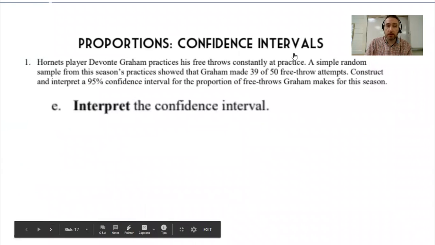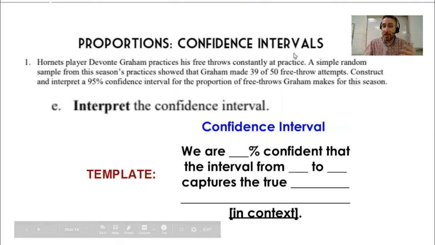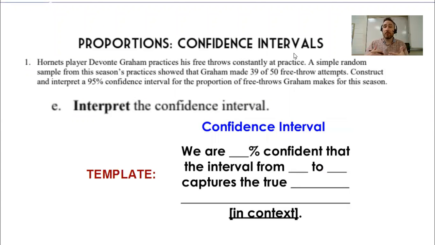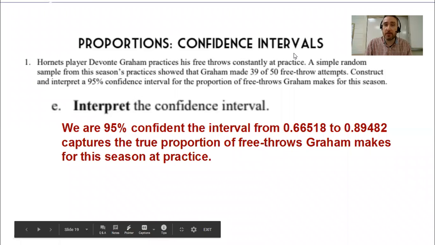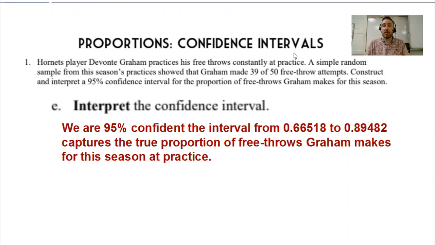So we interpret it. We say, using this template, we are blank confident that the interval from blank to blank captures the true parameter in context. So again, you have that template for confidence intervals. We are 95% confident the interval from 0.66518 to 0.89482 captures the true proportion of free throws Graham makes for this season at practice. So the true proportion is your parameter. You're trying to capture that. And that's a 1 proportion Z interval.